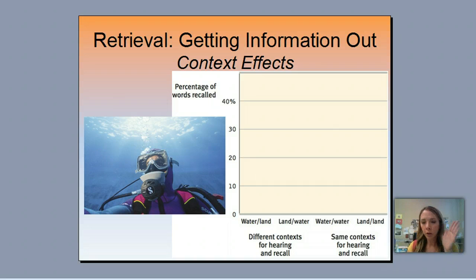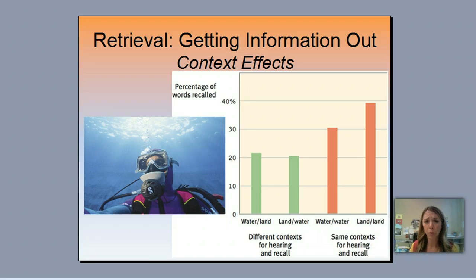When they were learning, so hearing the words on water and then recalling them on land, a little over 20% for the recall list. And then flip it. If they're learning them on land and then recalling them in water, a little bit less, all right? Now, if they learned them underwater and were tested underwater, they had almost 10% more recall, so 32%. If they learned them on land and then tested on land, they had almost 40%. And you can think of your own reasons why that is on water.